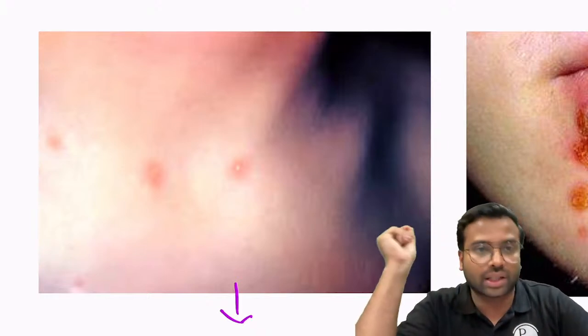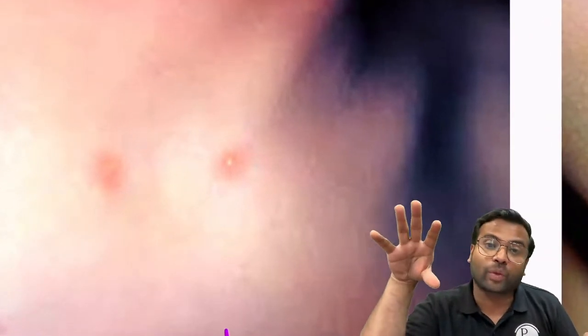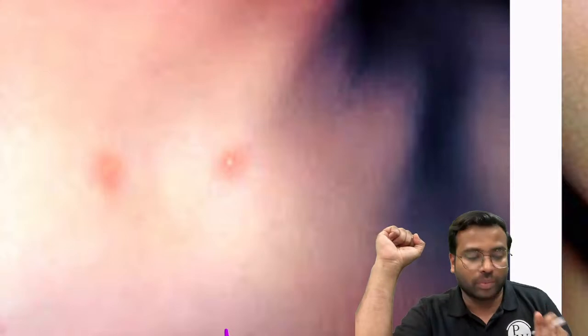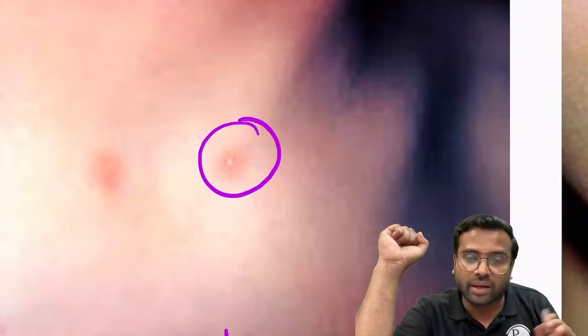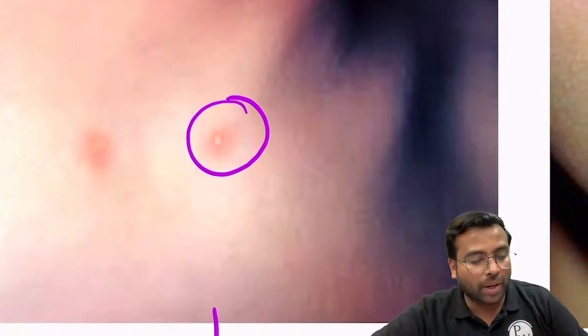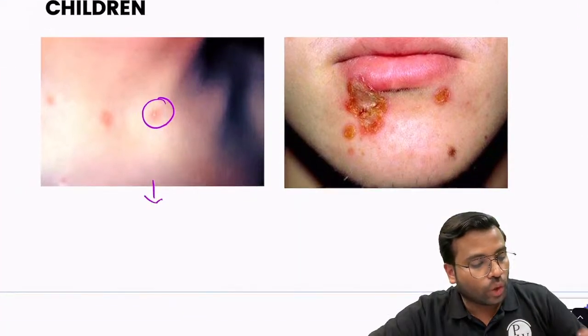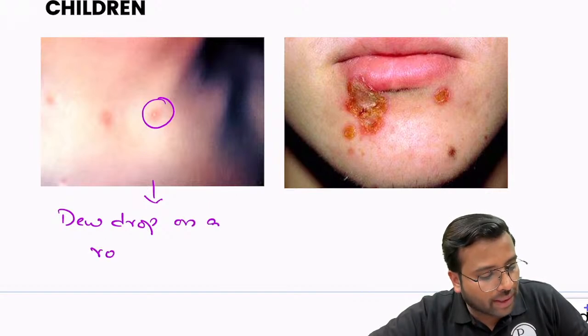vesicles over the trunk. And when you examine, these vesicles look very beautiful. Why do I say it looks very beautiful? Because it looks something like this, where there is some red background and there is a vesicle over the top. So this is compared to a dewdrop on a rose petal appearance.